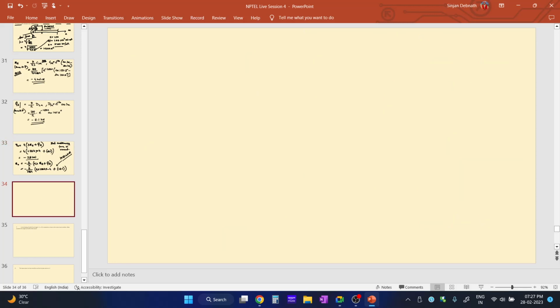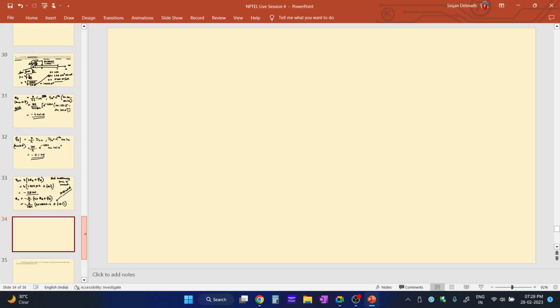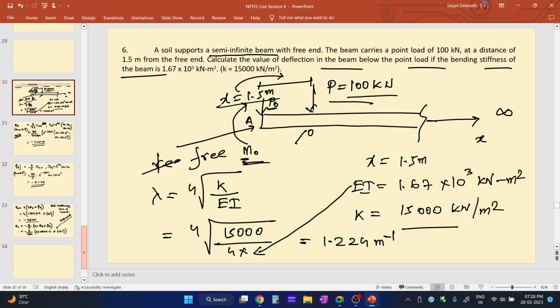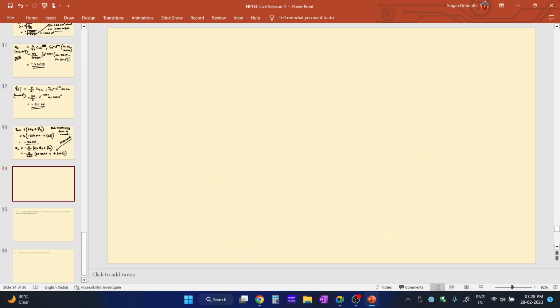So now, after finding out the end conditioning force and the moment, what was the actual question? We need to find out the value of deflection in the beam below the point load, if the bending stiffness of the beam is this. So actually what we need to do is find out the deflection below the point load, below the point load over here. So for that we need to do all this. You will understand.